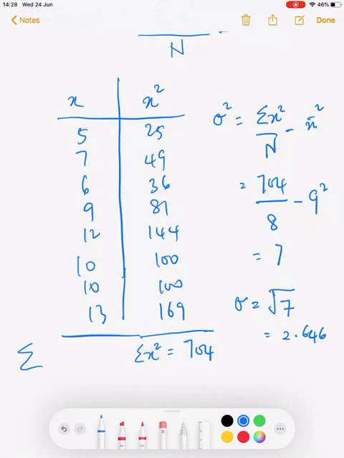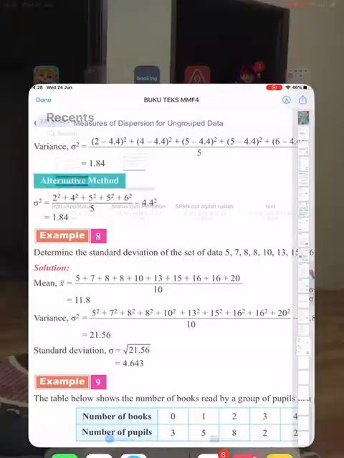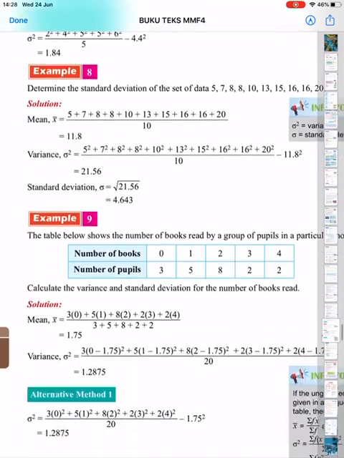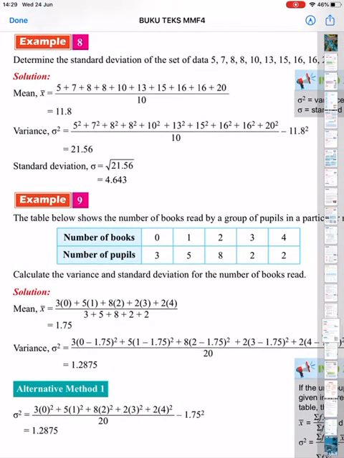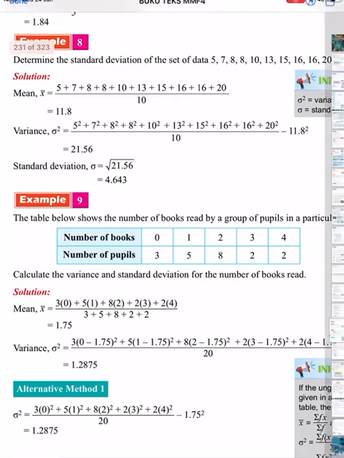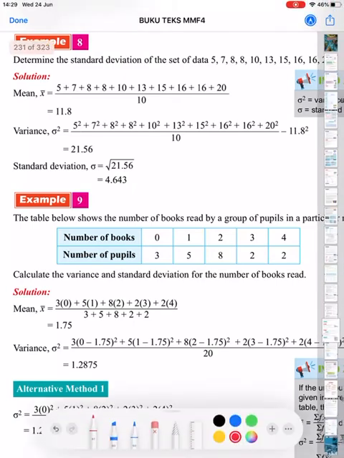I hope you will be able to try more examples in the textbook, especially the ones involving a table, like example 9 here. You have number of books and number of pupils. The number of pupils here is the frequency.